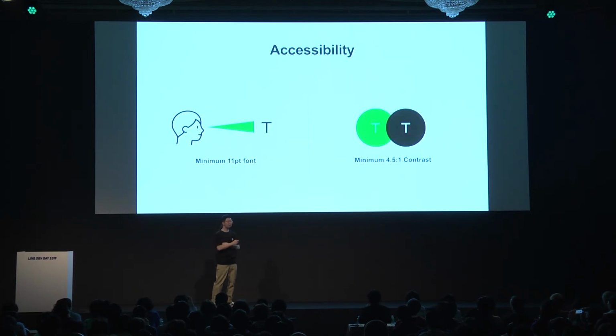Accessibility. This is a related achievement of our design system. We found that we need to think about people who have difficulties in sight. So with that set of rules, we are not going under the level of 11 point for a font, and we are not going under a 4.5 to 1 contrast ratio, which is about foreground and background color.